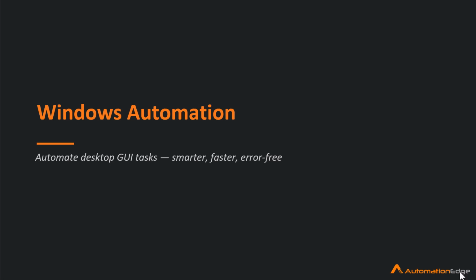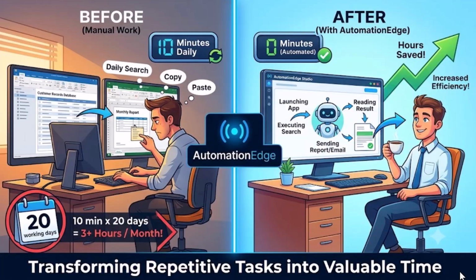Picture this. Every morning you open a desktop application, search for a specific record, copy the result, and paste it into a report or an email. 10 minutes every day. Multiply that by 20 working days, and that's over 3 hours a month on just one repetitive task. Now, imagine AutomationEdge doing all of that for you. Launching the app, typing in the search, reading the result, and handing it off to the next step, automatically.